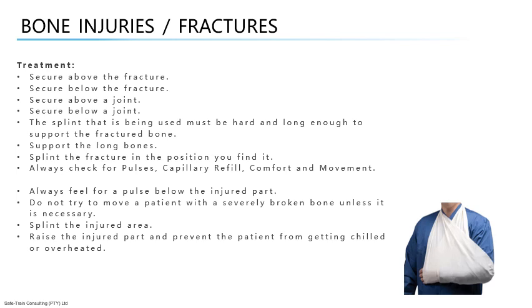The following rules apply to splinting a fracture. Secure above as well as below the fracture. Secure above and below a joint. The splint that is being used must be hard and long enough to support the fractured bone. Always support the long bones. Splint the fracture in the position you find it.